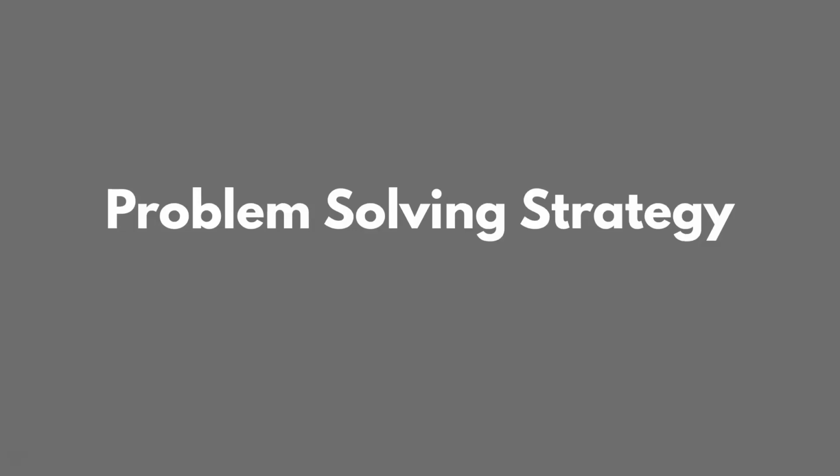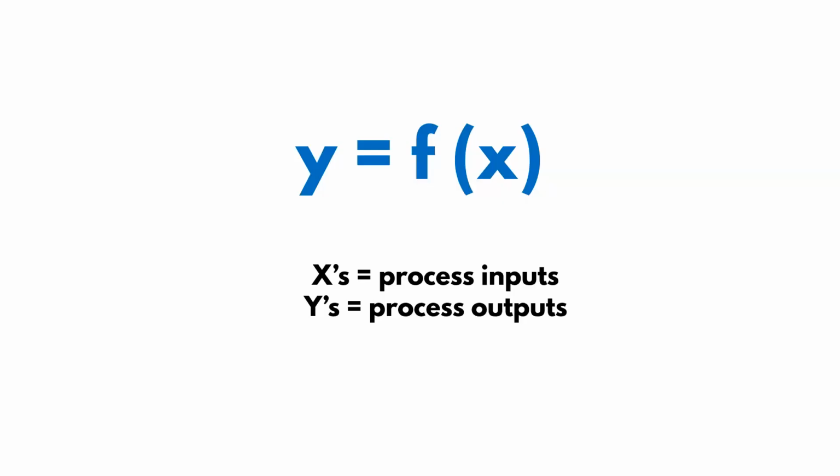So now let's talk about the problem-solving strategy. It's really a way of thinking about our process, and it's kind of the beginning of us breaking it down and trying to solve the issues that we're facing. And so what we often do is we take our process output, our y, and we think of it as a function of all of our inputs. Okay, so all of the inputs of the process have some effect on the output.